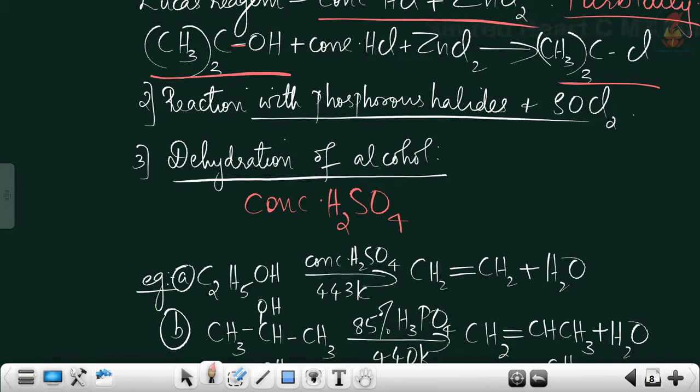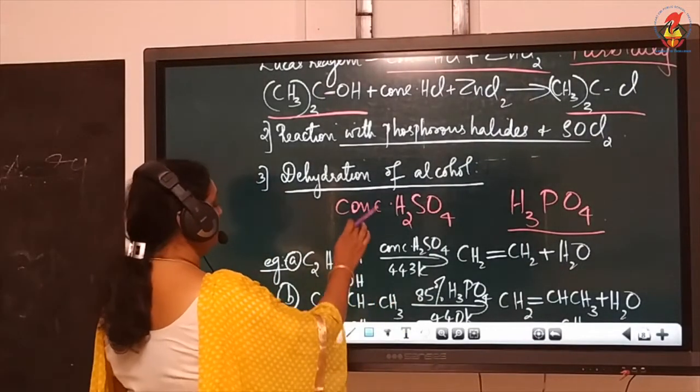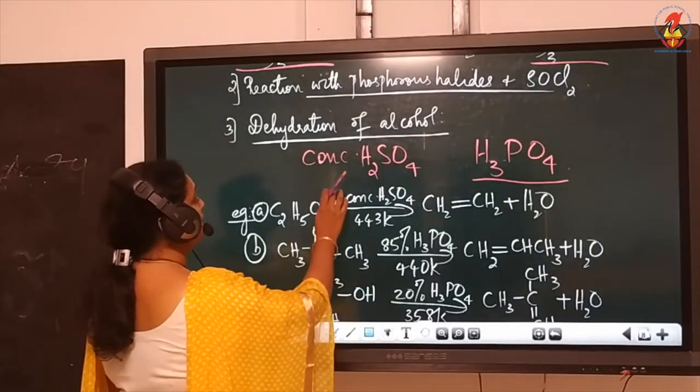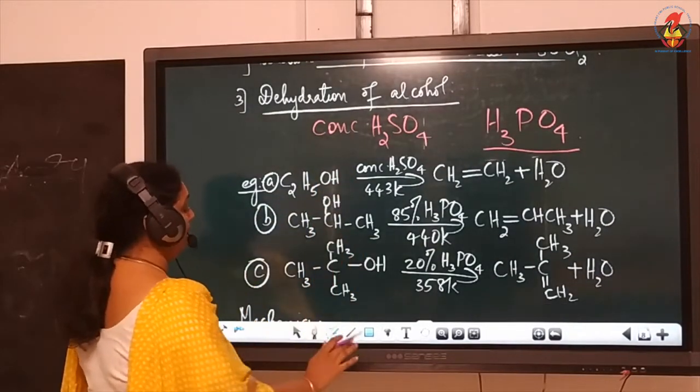Now we have a mild dehydrating agent, that is phosphoric acid, H3PO4. So we have two dehydrating agents commonly used. One is a strong dehydrating agent, concentrated sulfuric acid, and the other is a mild dehydrating agent, phosphoric acid, H3PO4. Now I have written examples here, 3 examples, and the examples are with a primary, secondary and tertiary alcohols.